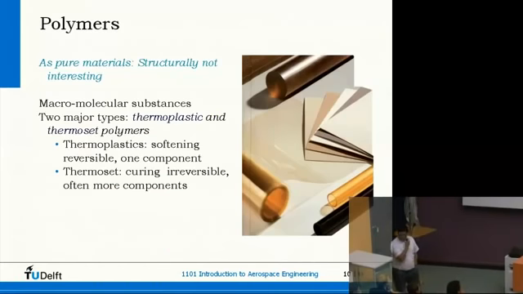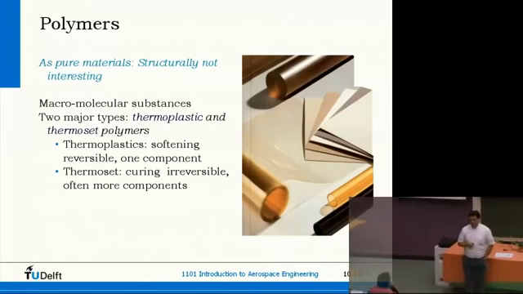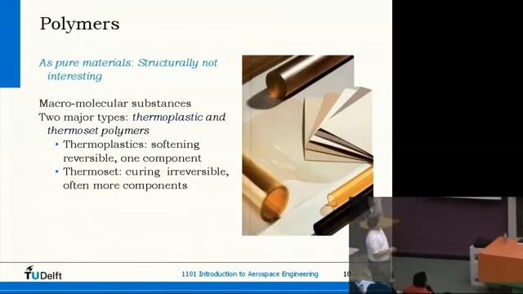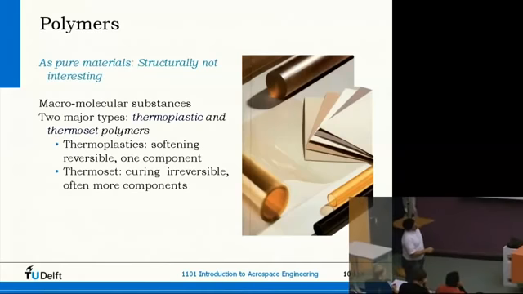Next group is polymers. As I said before, polymers are not very interesting from a structural point of view. And still, I would like to have a quick look at them, because polymers are one of the major ingredients in composites. Some specific properties of polymers are also influencing my composites. Two main groups: thermoplastics and thermoset polymers.